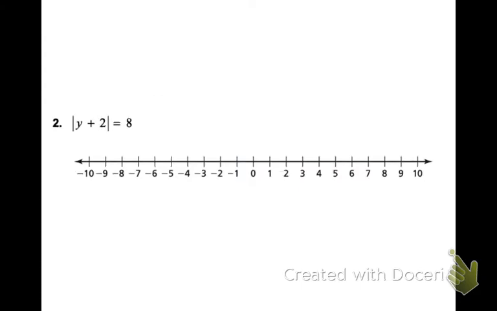All right, let's try 2. Okay, so we are wanting to know what values will make this true. So we know that inside the absolute value symbols, we could have an 8 or we could have a negative 8. So we could write those two equations. y plus 2 is equal to 8, or y plus 2 is equal to negative 8.